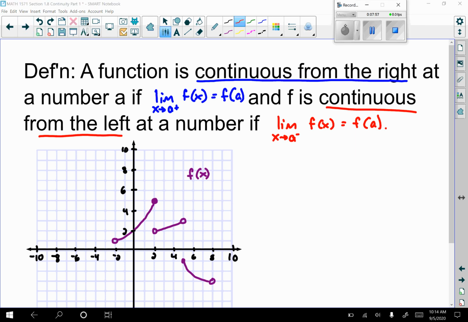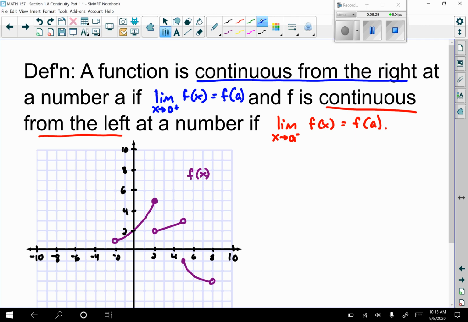All right, now what this is saying is we're just looking at continuity from one side of a value rather than from both sides. So the limit doesn't always have to exist overall. A function is continuous from the right at a number a if the limit of f of x as x approaches a from the right is equal to f of a. And f is continuous from the left at a number a if the limit of f of x as x approaches a from the left is equal to f of a. So let's see what this means.